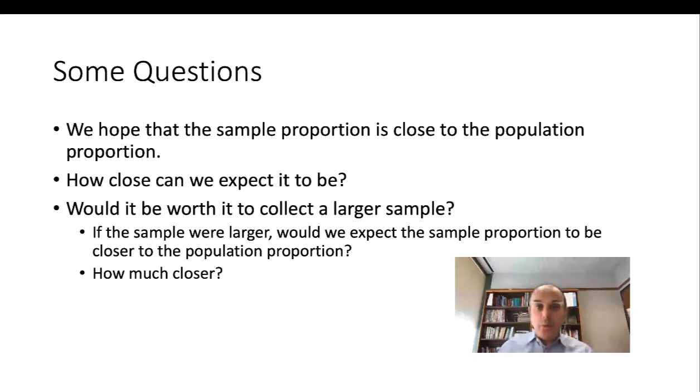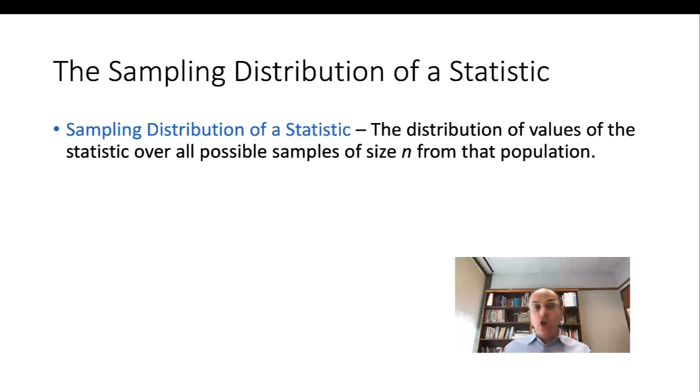Some of the questions that we always need to ask ourselves: how close do we hope the sample proportion is to the population proportion? How close can we expect it to be? Would it be worth collecting a larger sample or a smaller sample? How much closer? The sampling distribution of a statistic is the distribution of the value of the statistic over all possible samples of size n of the proportion.